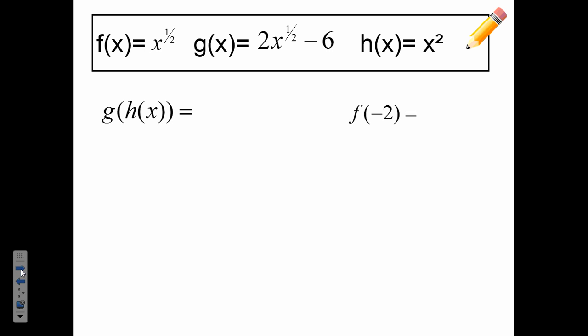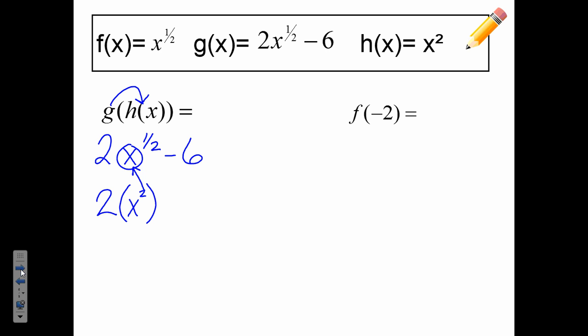So g of x, 2x to the 1/2 minus 6. Now we go ahead and plug the h function into it. So right here, where that x is, we're going to pull him out and replace him with the entire h function. So 2x squared now goes in where the x is, and then the 1/2 power is still there, and then the minus 6. So this simplifies to make 2x.